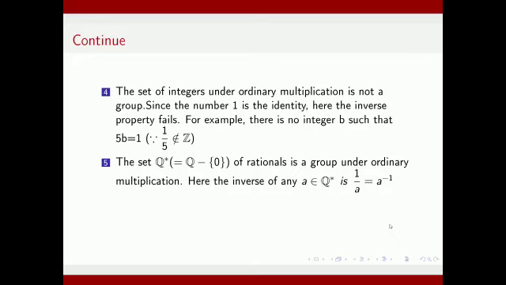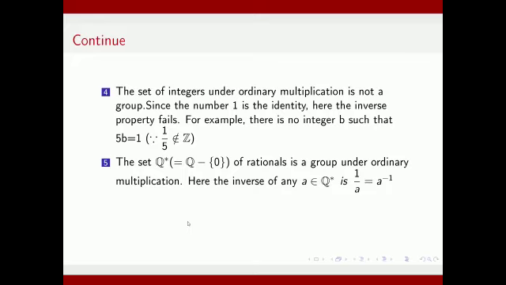The set Q star of rationals. Q star means set of all non-zero rationals is a group under ordinary multiplication. Here the inverse of any a in Q star is 1 by a, which is a inverse. Here I have written Q star. Now what about Q? Is Q a group? Let us check about Q.